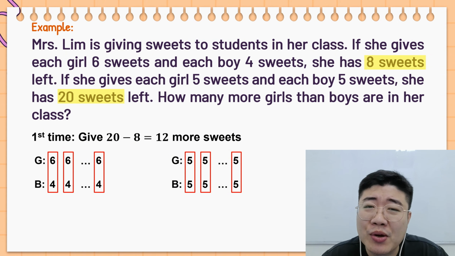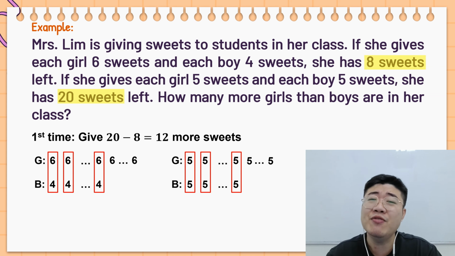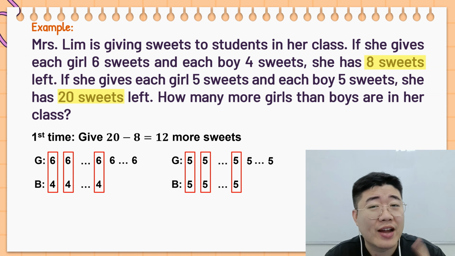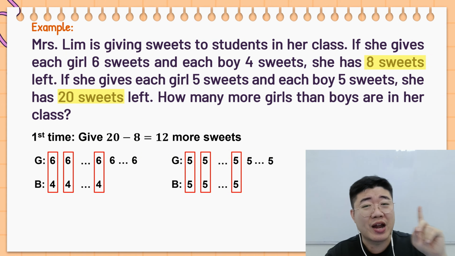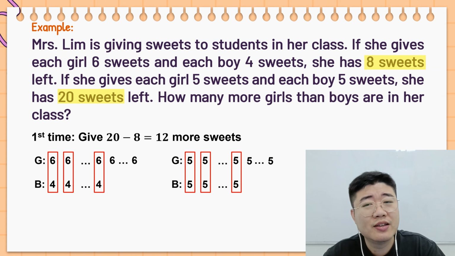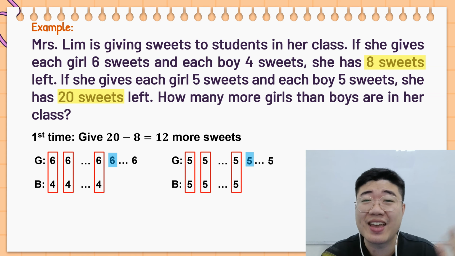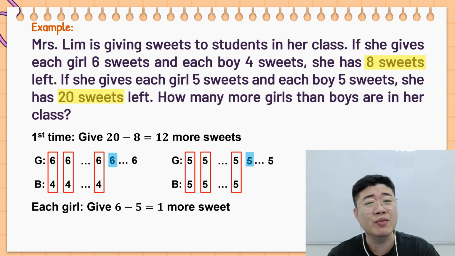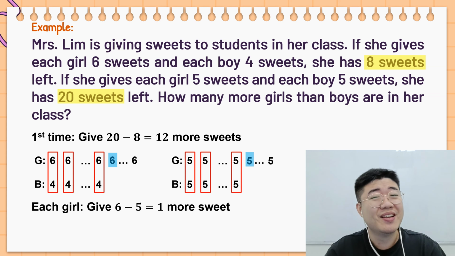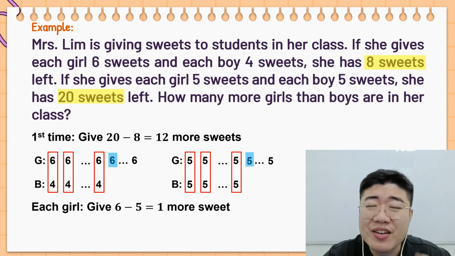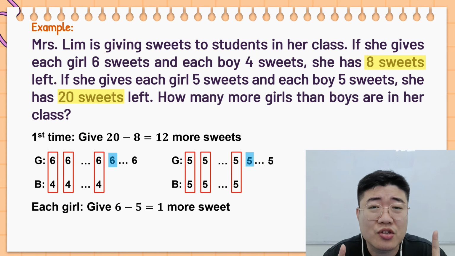Now if there are more girls than boys, let's write it down. The girls get 6 the first time, 5 the second time. So we have to find how many more girls there are. We can always compare the difference in one girl first. For each girl, 6 sweets, 5 sweets. So we can see that in the first time, this is 1 more sweet given to the girl. Now altogether, how many more sweets are given to the girls? Perfect! We have 12 more sweets given to the students. So each girl, this is 1 more.